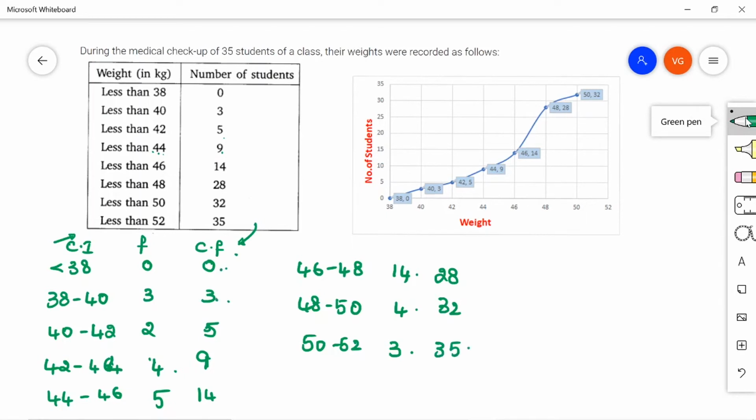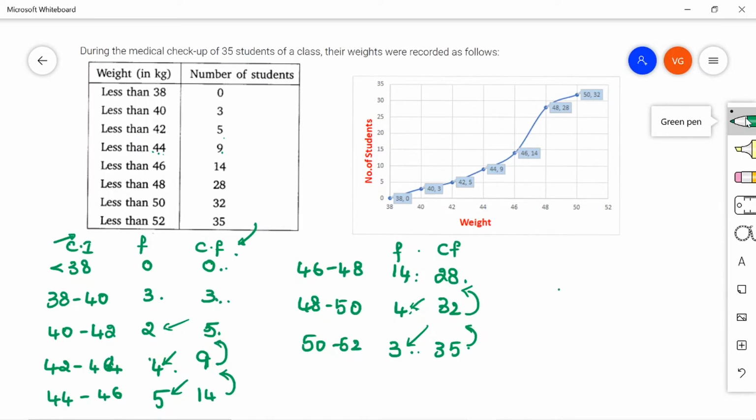So 3 minus 0, 3 I am writing, 5 minus 3, 2 I am writing, 9 minus 5, 4 I am writing, 14 minus 9, 5, right? 28 minus 14, 14, 32 minus 28, 4, 35 minus 32, 5. So like this I am writing down my frequency. Now we need to find out the median.